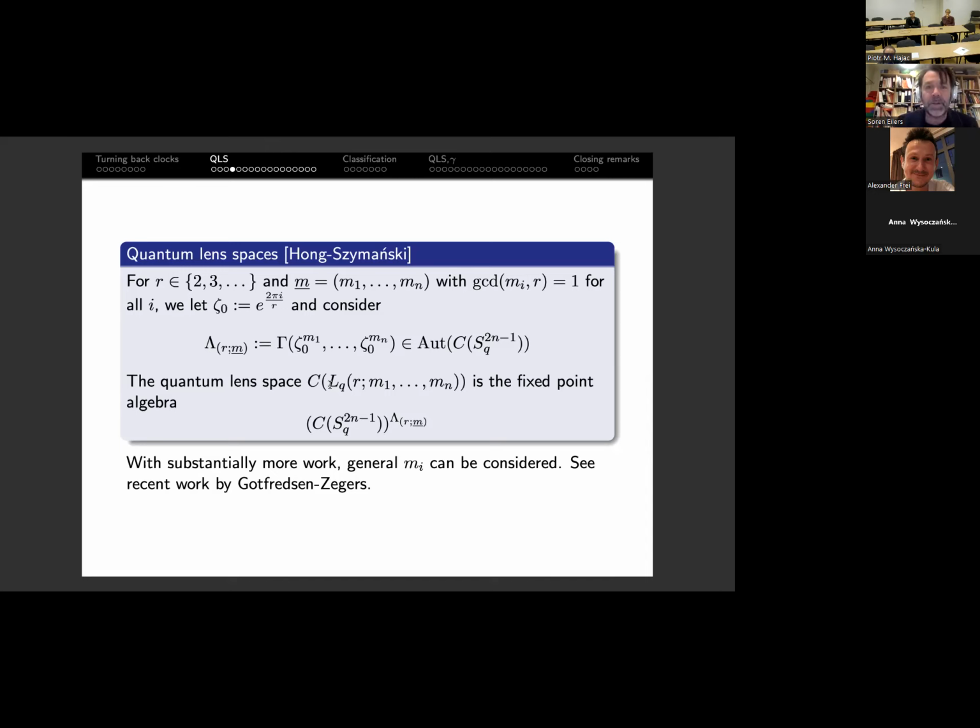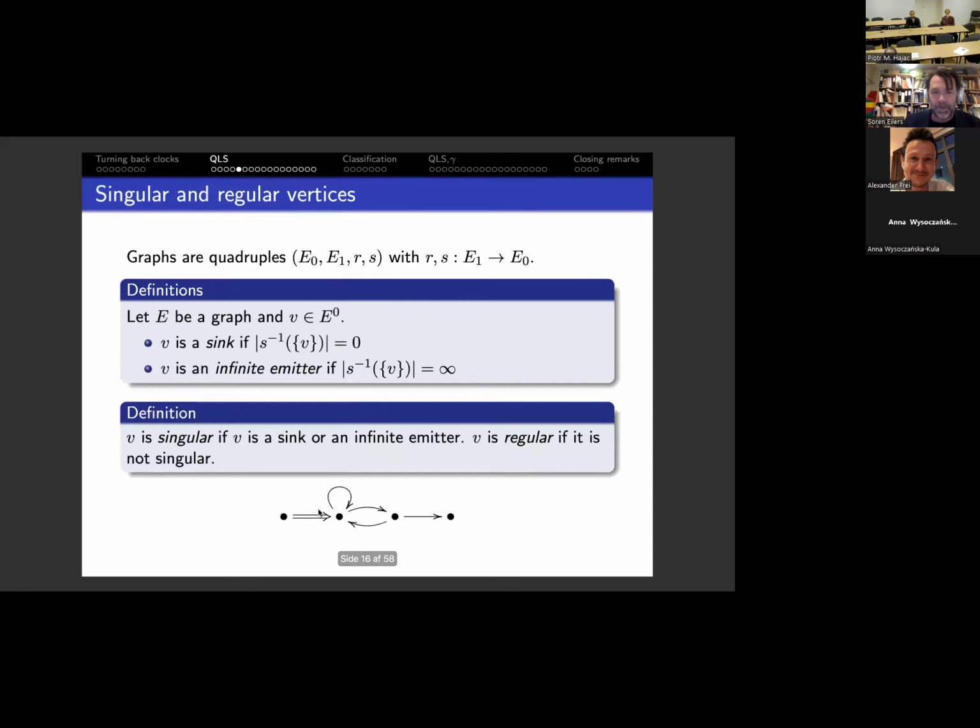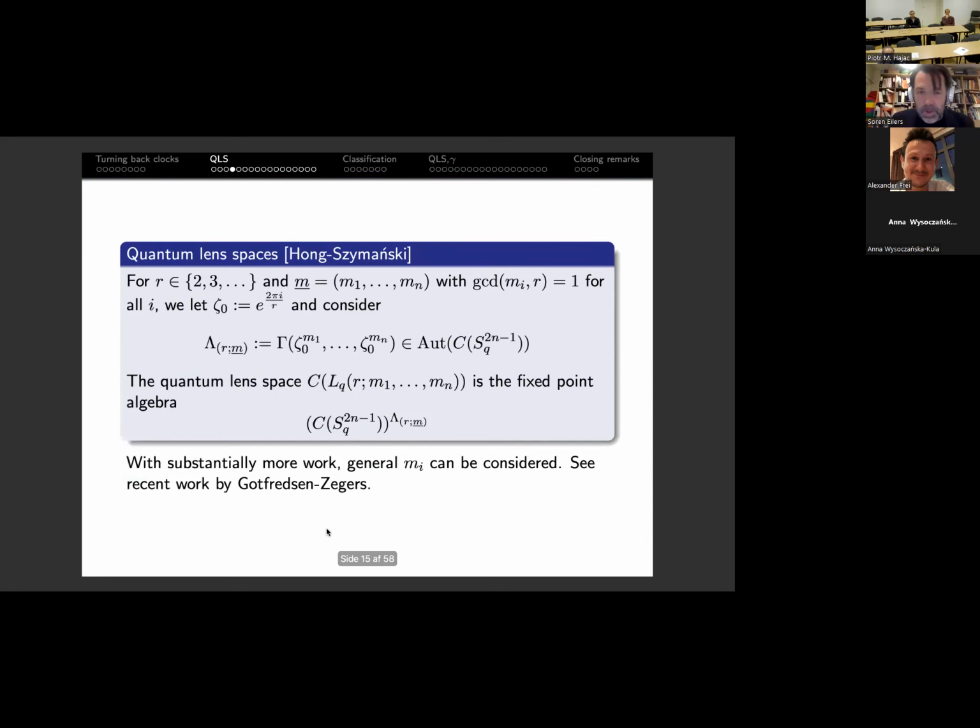Mainly because, and this is the first thing that Hong and Szymanski do, we know that there are graph C-star algebras. So let me say a few words about this. First of all, what do I mean by graphs? There's one thing I need to say. There's always a dimension lurking here, right?